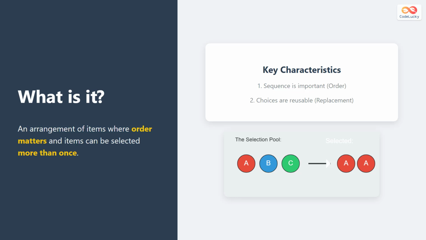First, let us define what this means. A permutation with repetition is a selection process where the sequence of your choices is important, meaning order matters. Crucially, after you pick an item, it goes back into the pool to be potentially chosen again. This is called replacement.